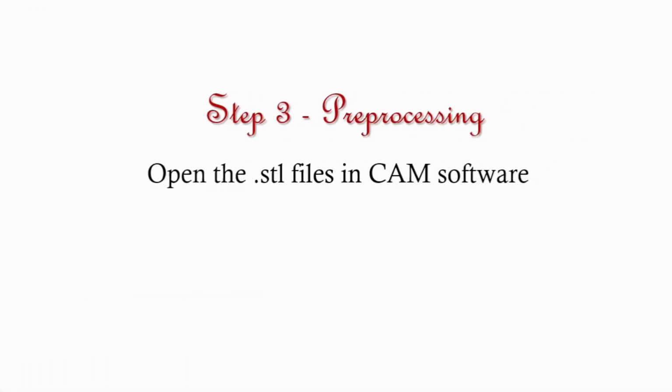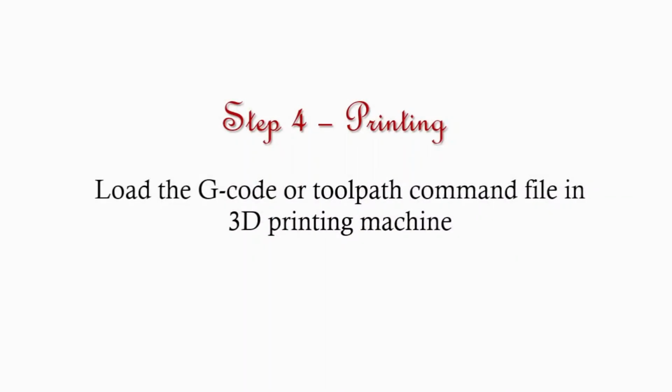Once step 3 is completed, where we converted the file into the STL file and then performed the slicing operation, we'll move ahead with the next step, that is step 4, printing. Here in printing, we are going to import or load the G code file into the 3D printing machine. Once we load it into the 3D printing machine, we will click on the print option and we are going to see how the printing is done. Okay, so that we are going to see now.